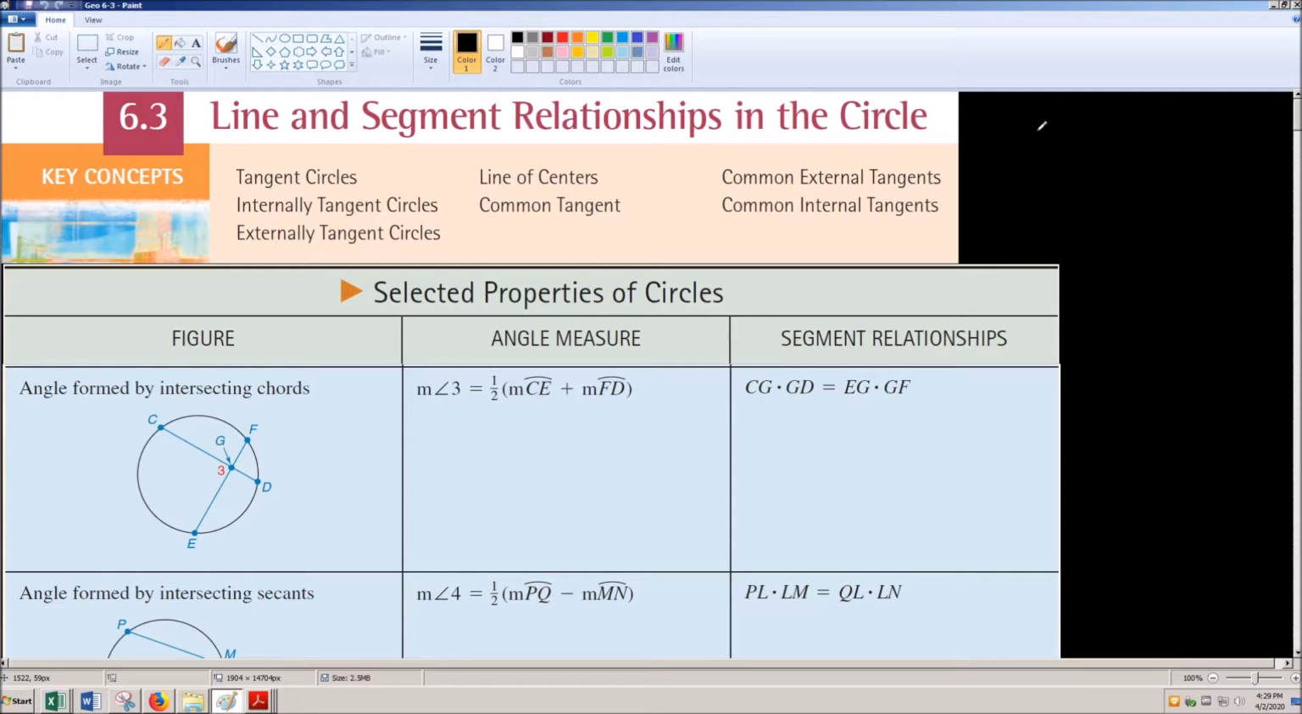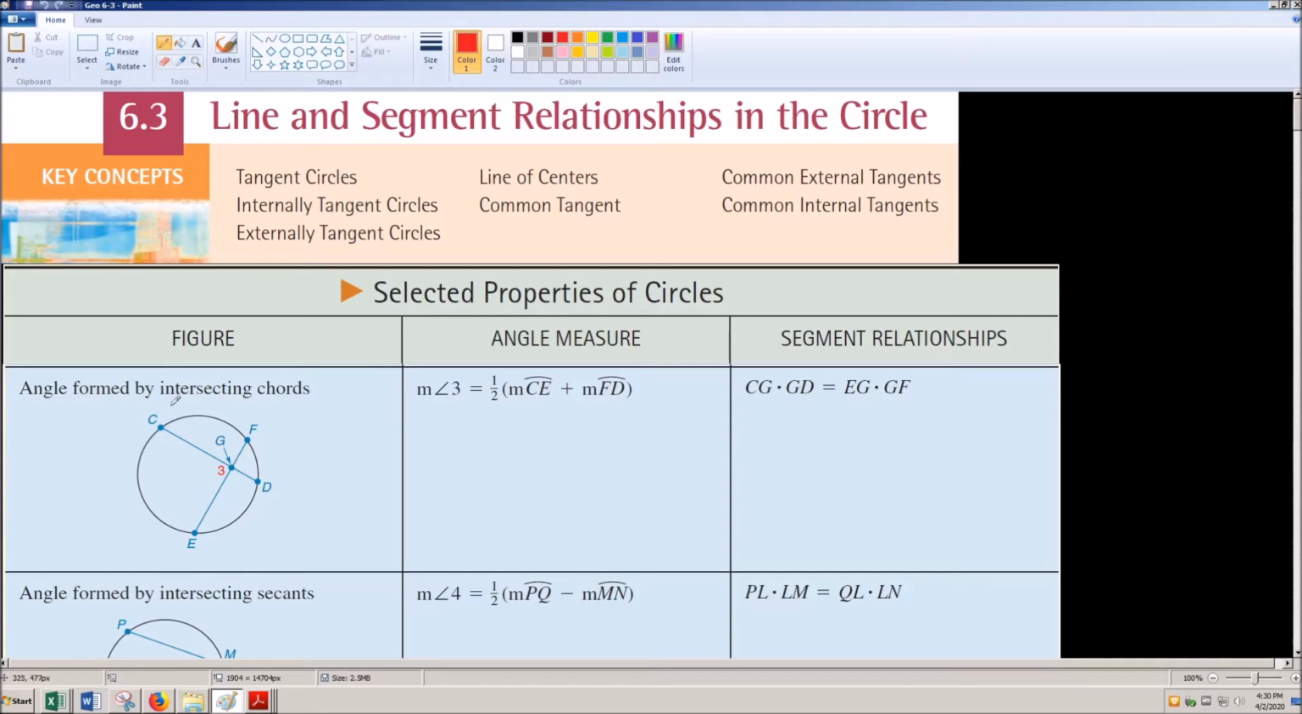You're in luck. We are doing line segment relationships in a circle today. Well, buckle up. Here we go. 6.3 in a nutshell. The first thing we are looking at is the lengths created between the intersection of two chords.